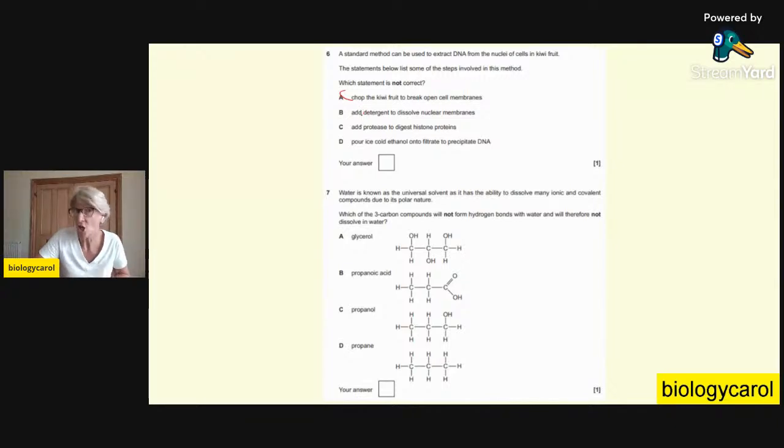Now, I chose A, but if I'm really honest, I did not see what was inherently wrong with chopping, because who's to say that the person didn't chop the kiwi into a mush, which is basically what happens when you blend something. Now, I looked at the examiner's report for this question, and very few students got the right answer. And the examiner's report said that an equal number of students chose each of the wrong answers.